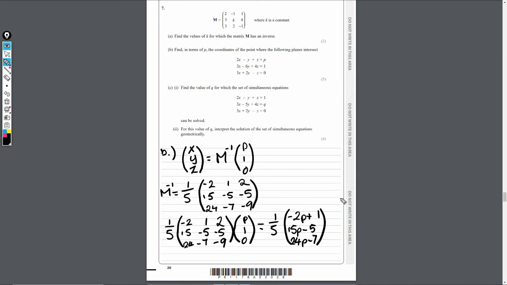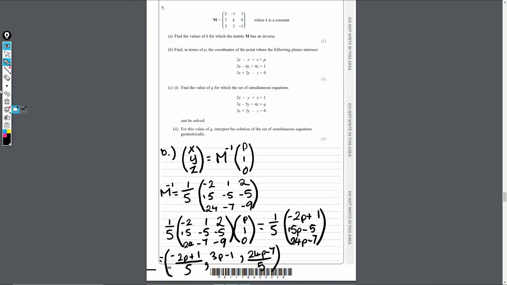So what I'm going to do is write them underneath. We should have enough room, I hope. So this is going to give minus 2p plus 1 divided by 5. And remember, write this as coordinates now. So minus 2p plus 1 over 5. I'm going to have 3p minus 1, and then finally we're going to have 24p minus 7, all over 5. And there we have it. So that's the coordinates of the point where the following planes intersect.